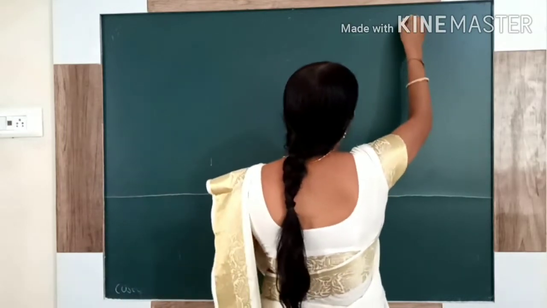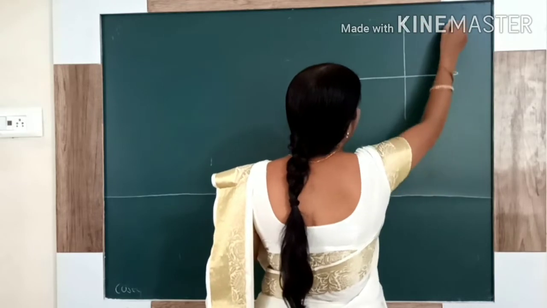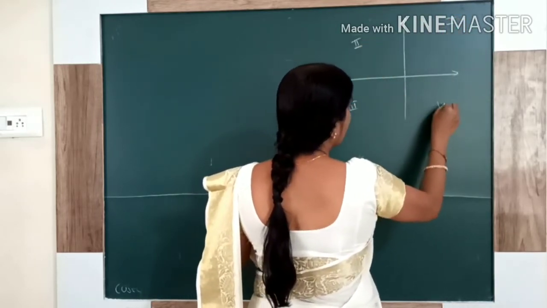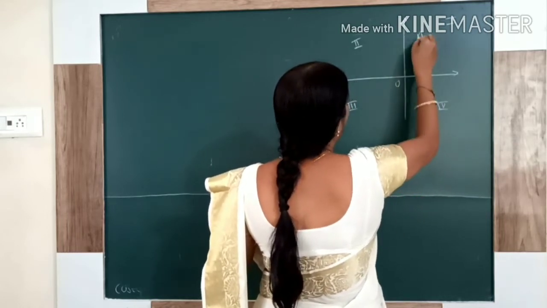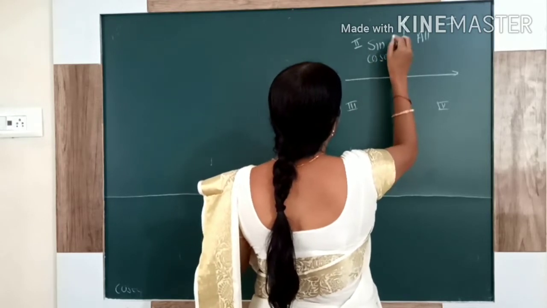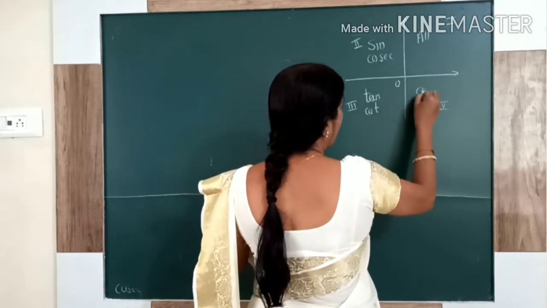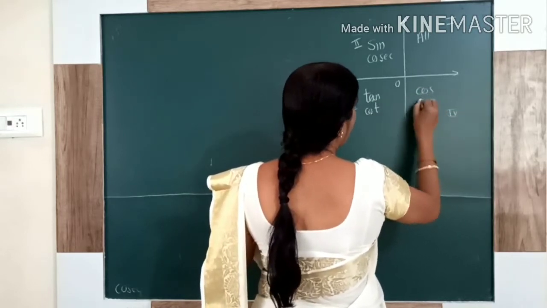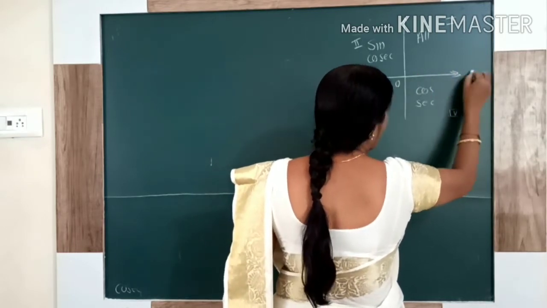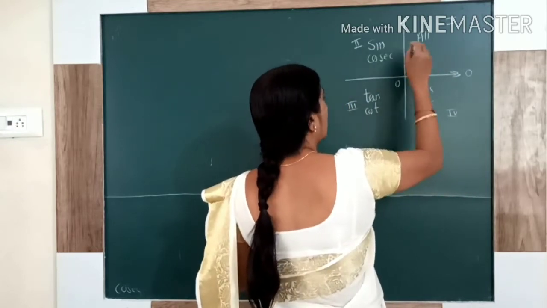See. On this side, I am writing the quadrants: this is the first quadrant, this is the second, this is third, this is fourth. Here all are positive. Here sin and cosec are positive. Here tan and cot are positive. The last one is cos and sec are positive. So here it is 0 degree. It is 90. From here to here when you are moving, it is 90.